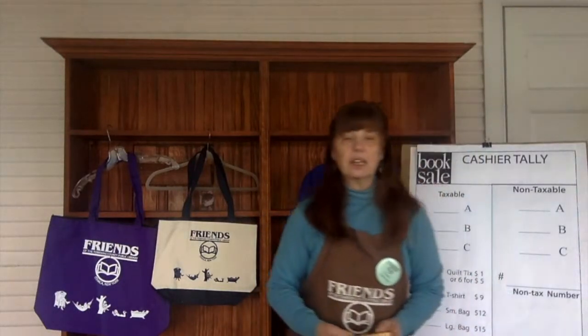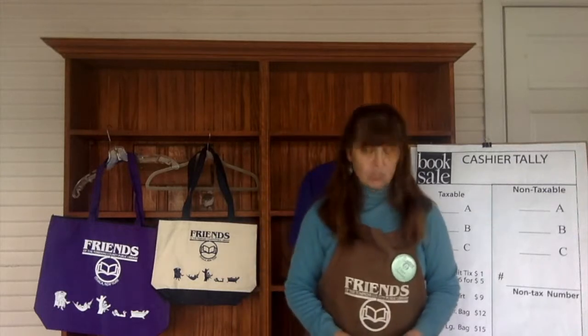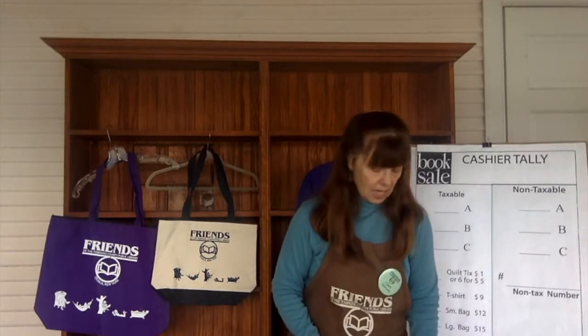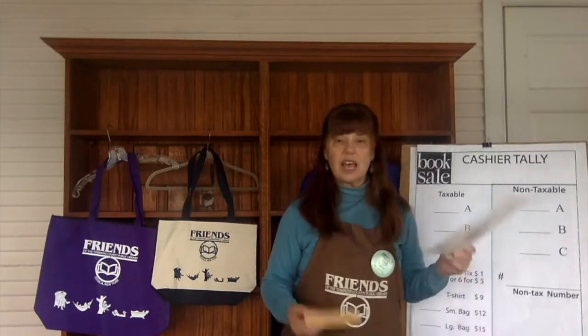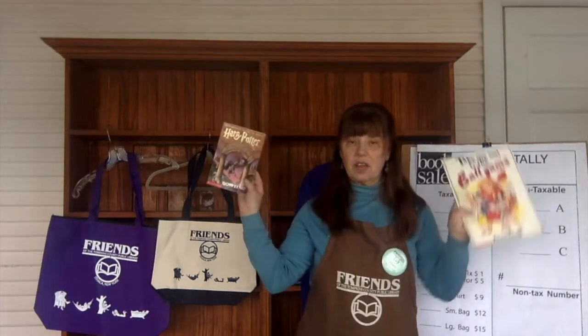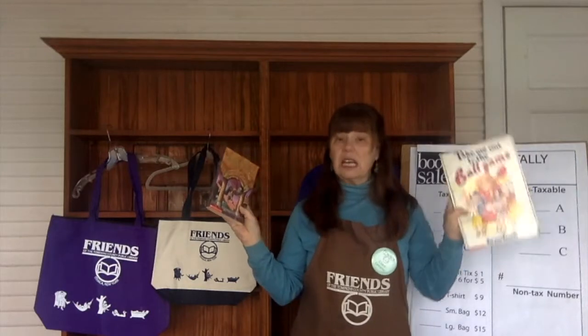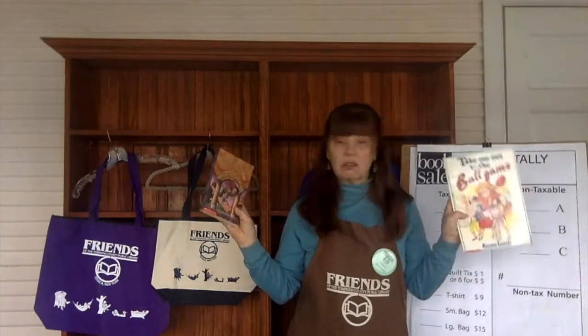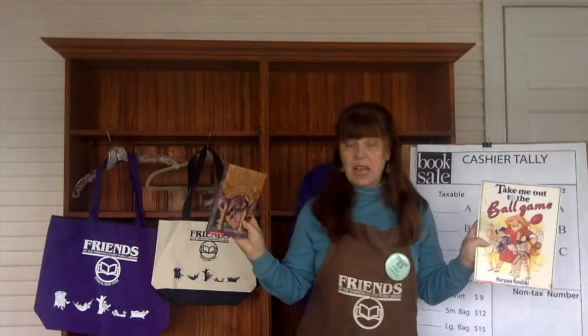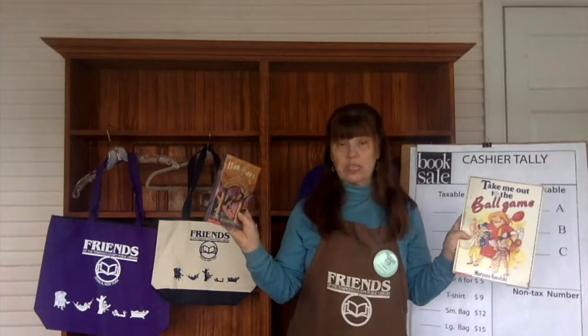Another big element in this category is children's paperbacks. It does not matter what the size of it. This is a Harry Potter, it's bigger. There's some even bigger than this. And this is just a regular children's floppy book. They're paperback. They're both category C.